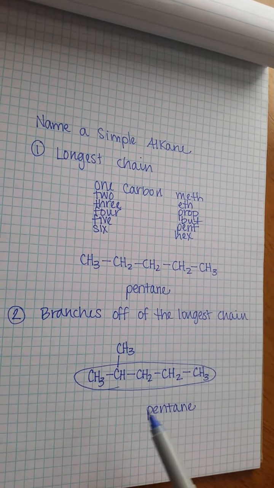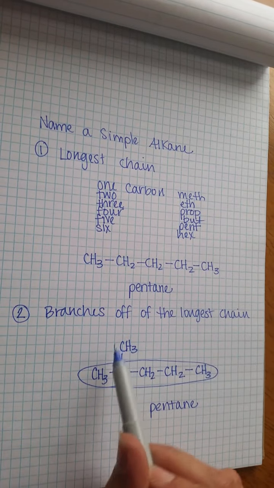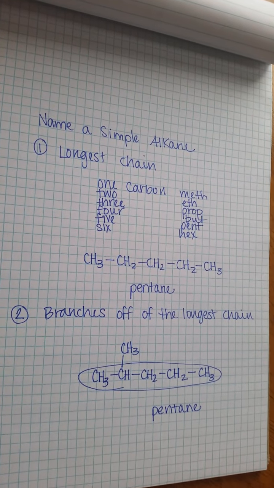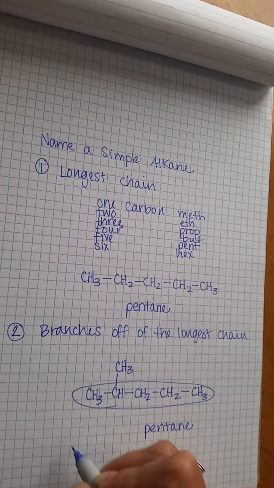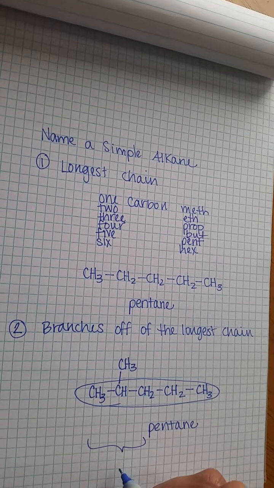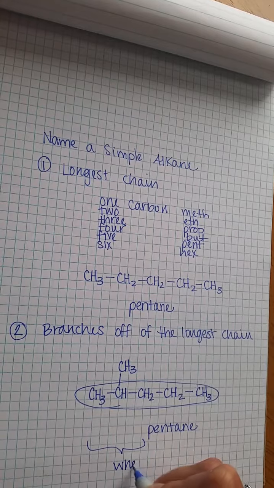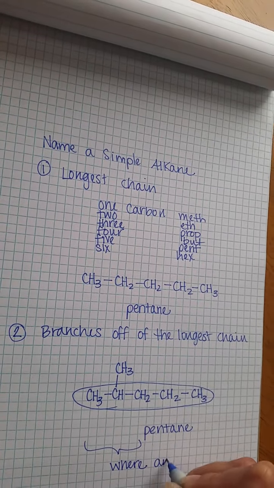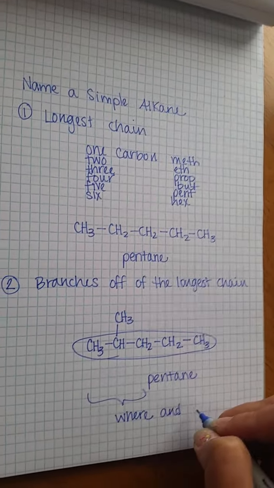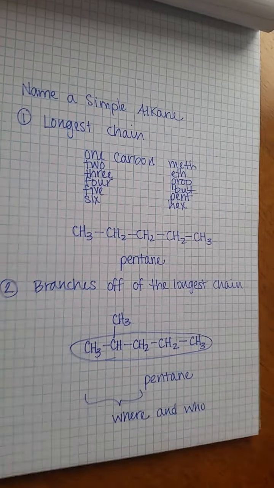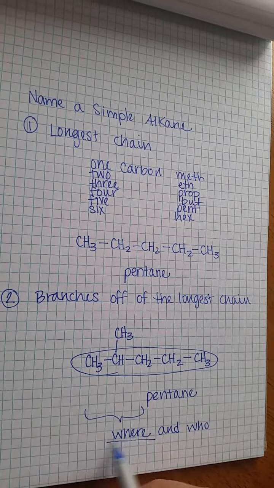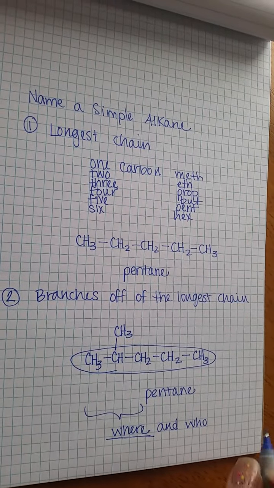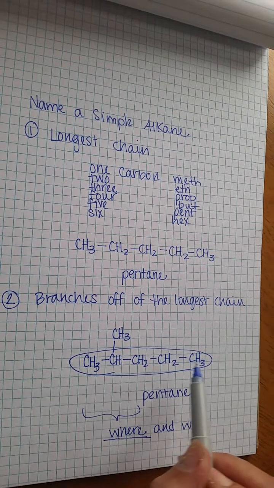The next step is we obviously have a little guy hanging out over here, and we need to identify who that is and where it is. So that's going to go in the front, the where and the who. So how do we do that? The where part is going to be the location on the longest chain.